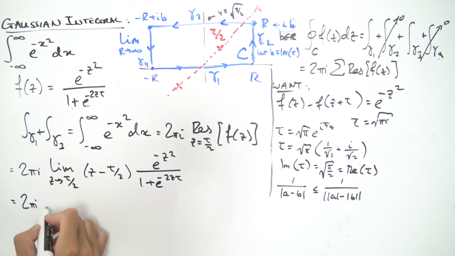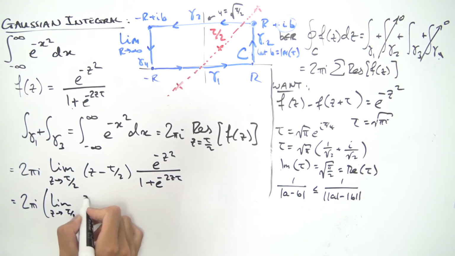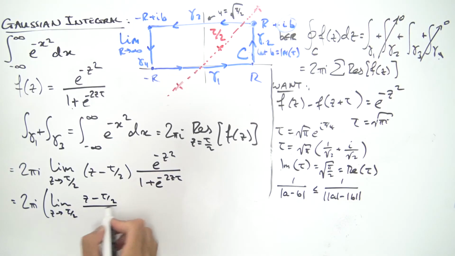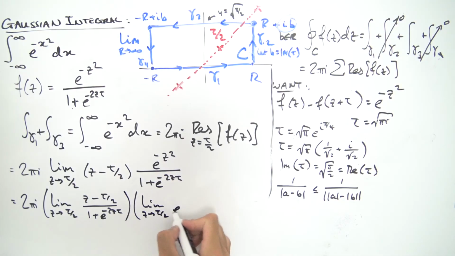So we have 2 pi i. We have the limit as z approaches tau over 2 of z minus tau over 2 divided by 1 plus e to the minus 2z tau. That's the first limit, and we also have the limit as z approaches tau over 2 of e to the minus z squared.